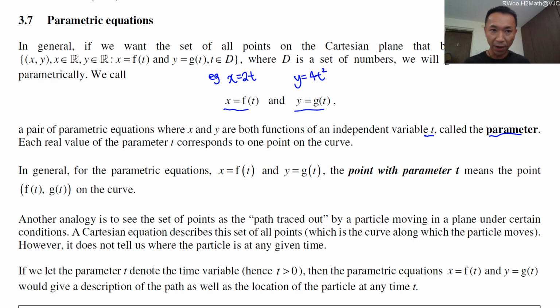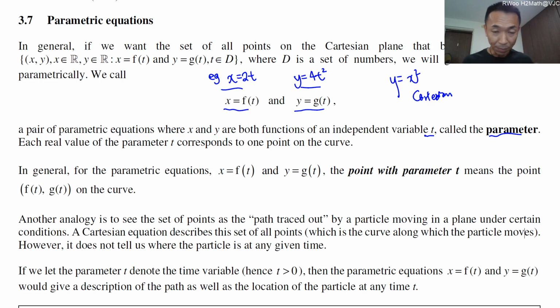Why do we have to define a graph parametrically and not Cartesian? Because just now, y equals x squared is so easy. This is what we call Cartesian. Why do we go through so much trouble to define it like that? I have only two answers for you.